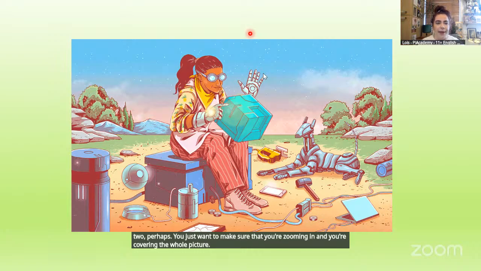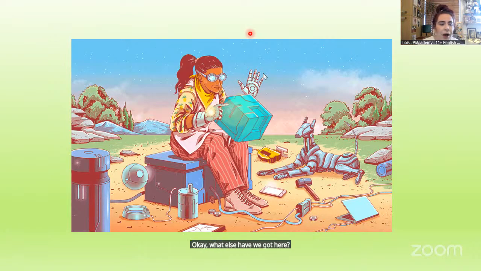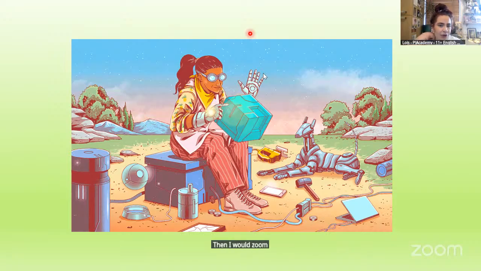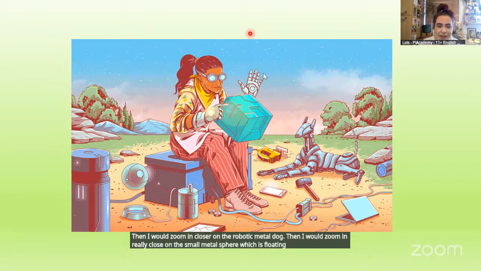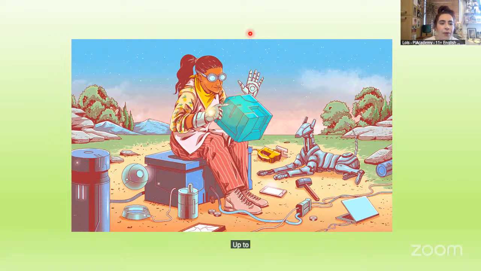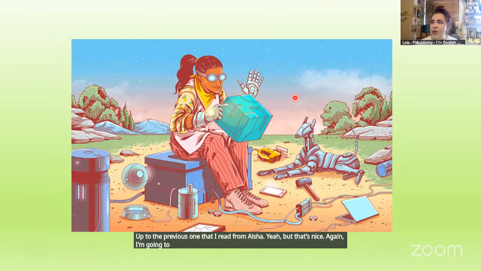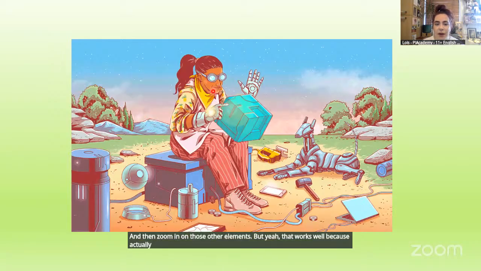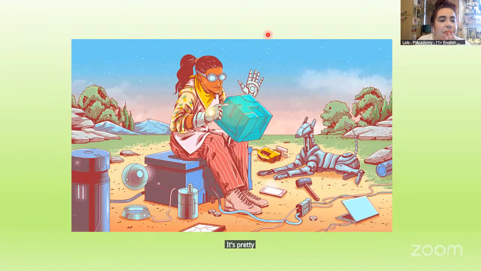Okay, what else have we got here? So Ayan has said, I would probably start off with the girl and the floating cube. Then I would zoom in close on the robotic metal dog. Then I would zoom in really close on the small metal sphere, which is floating. Oh yeah, so actually quite similar to the previous one that I read from Aisha. Again, I'm going to make the same suggestion. I think maybe use the setting first, perhaps, and then zoom in on those other elements. But yeah, that works well because actually that does zoom in, one, two, three. It's pretty nice.